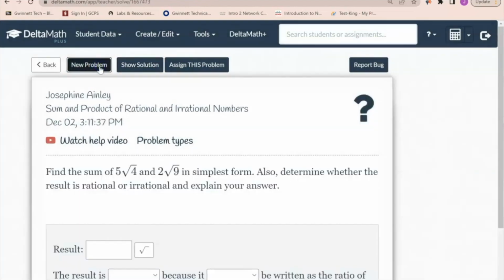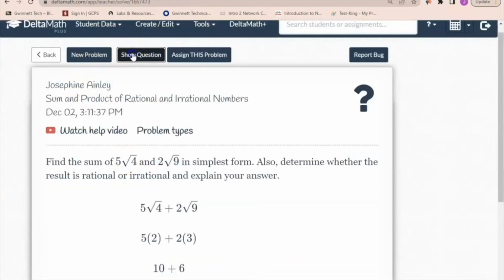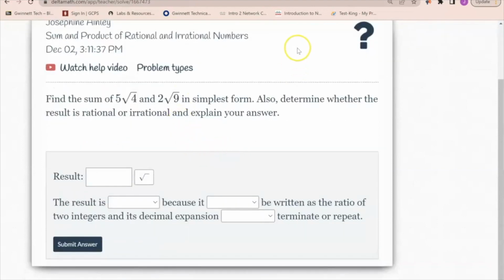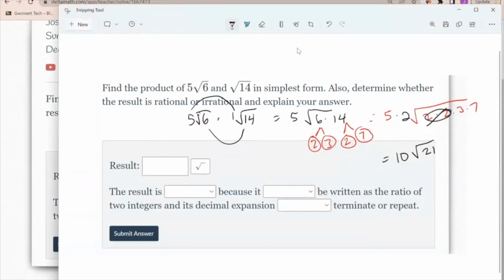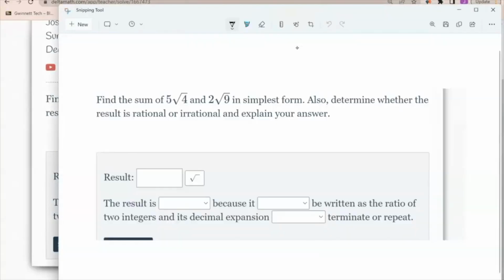Okay, I'm trying to find one that does so that I can do that question. New problem. So I'm going to kind of cheat. Okay, here's one. All right, so let's do this one. All right, so I want to show you one that is rational. All right, so once again, this is the sum. So be careful that it's going to keep changing.